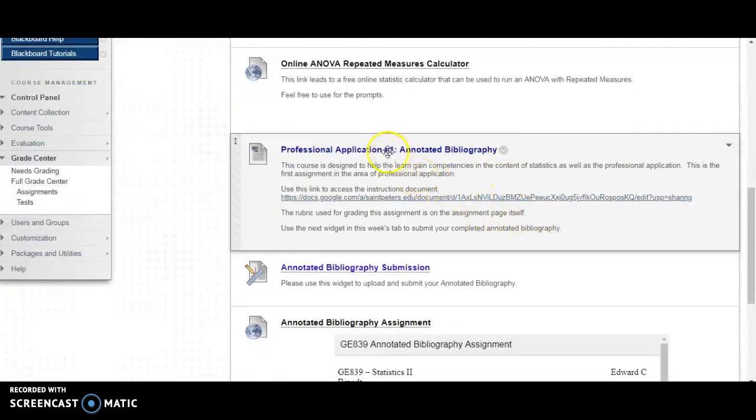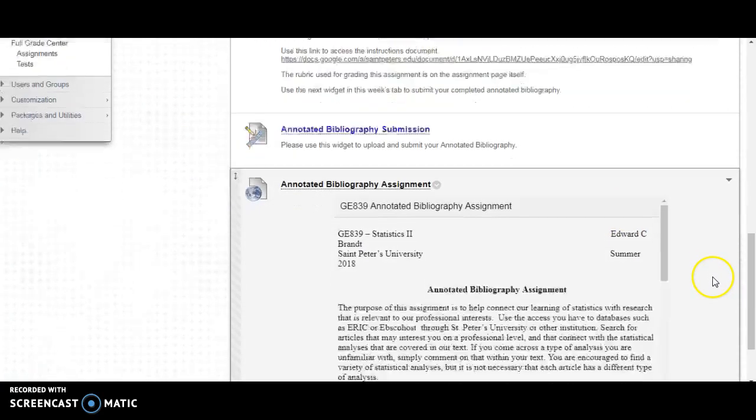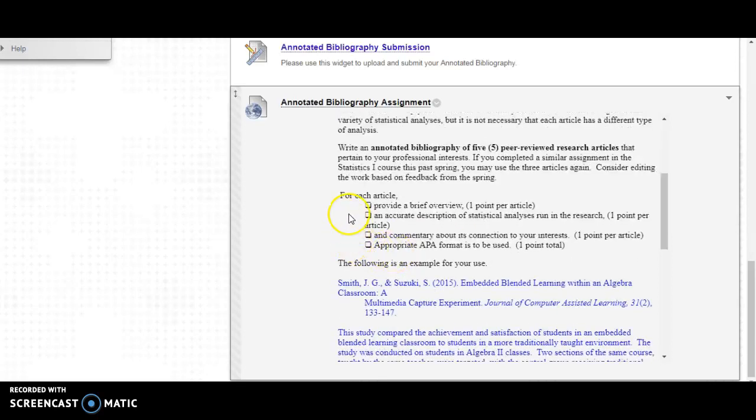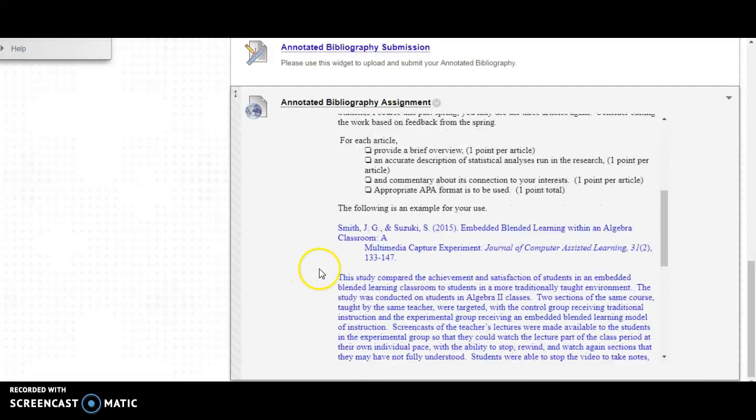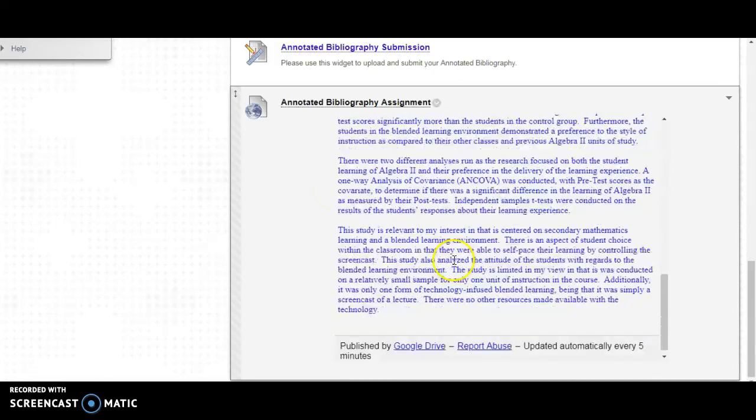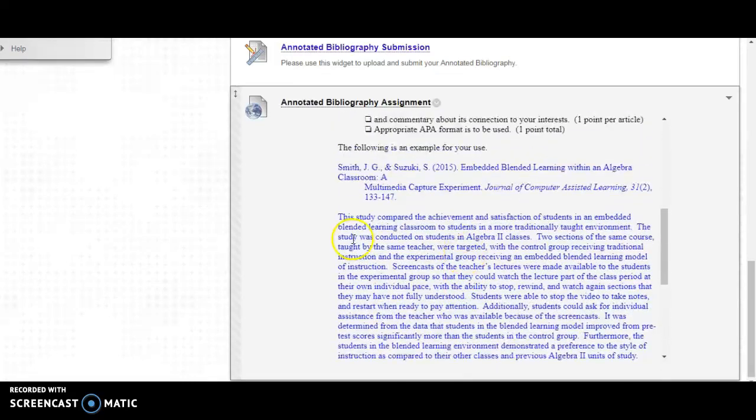Also, the other thing that's due this week is the annotated bibliography. Again, I'm looking for a total of 5 research articles that you found, and the point system here is spelled out pretty clearly. And I give you an example right here to follow, and pay attention again to how this is formatted as far as the APA format. And this is an example of what I'm looking for for each of the 5.